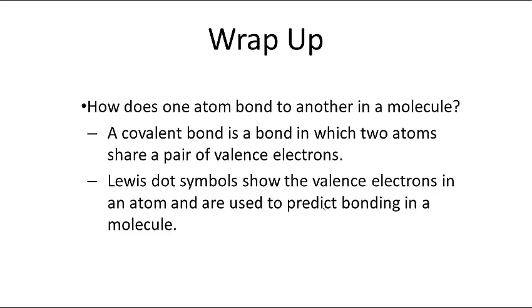All right, wrapping this up. The question was, how does one atom bond to another in a molecule? Well, a covalent bond is a bond in which 2 atoms share a pair of valence electrons. That's something that we've known already. And these Lewis dot symbols show the valence electrons in an atom and are used to predict bonding in a molecule by building Lewis dot structures.